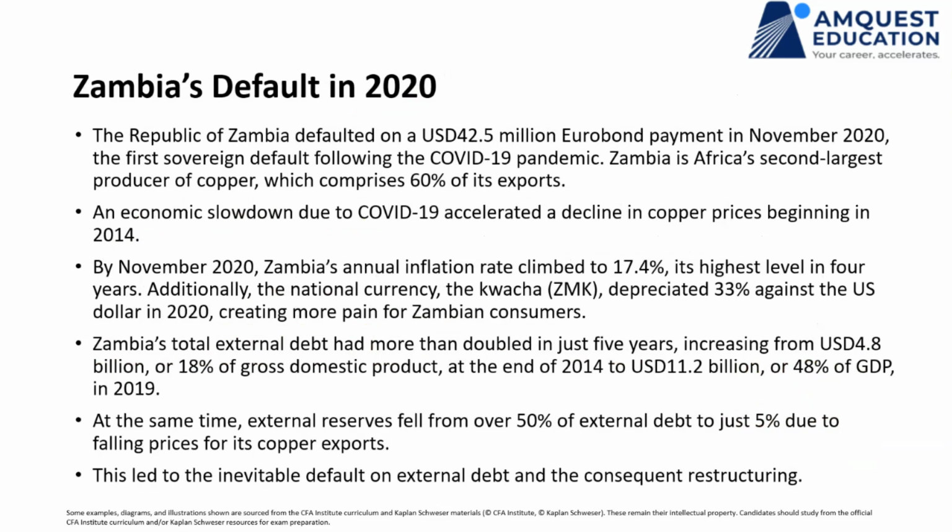Another case in this category is Zambia's default in 2020. The Republic of Zambia defaulted on a $42.5 million euro bond payment in November 2020, the first sovereign default following the COVID-19 pandemic. Zambia is Africa's second largest producer of copper, which comprises 60% of its exports. An economic slowdown due to COVID-19 accelerated a decline in copper prices beginning in 2014.